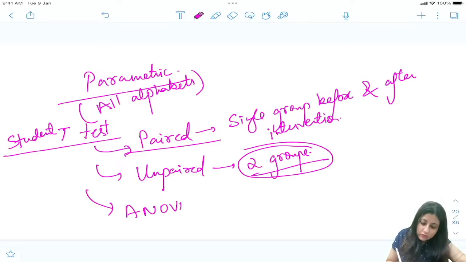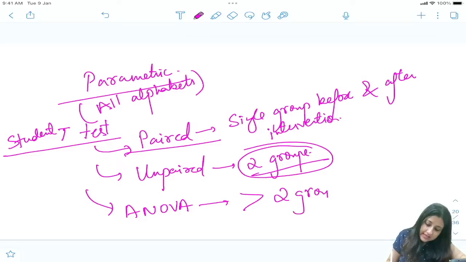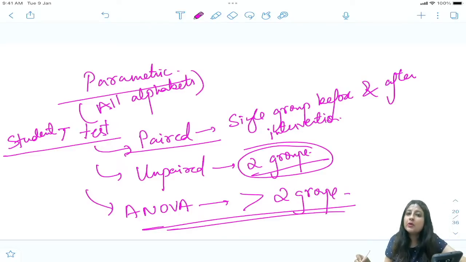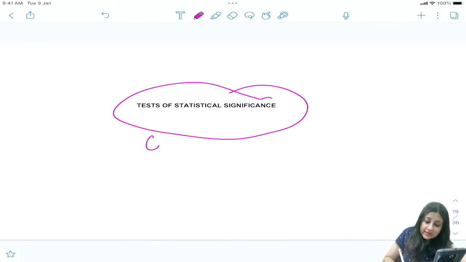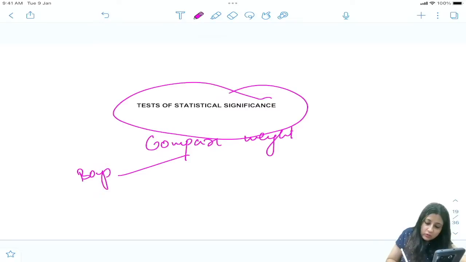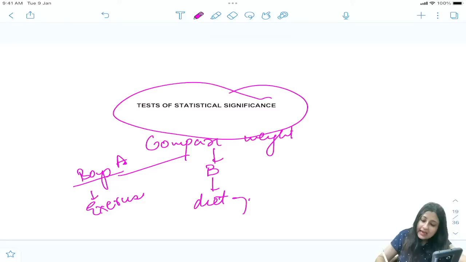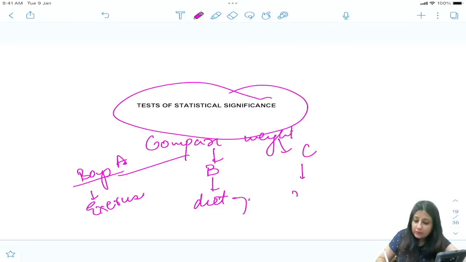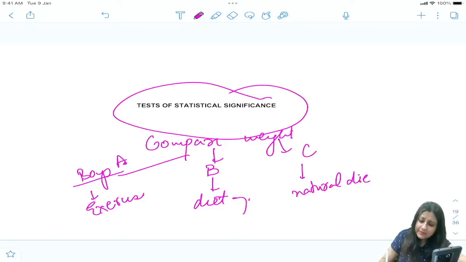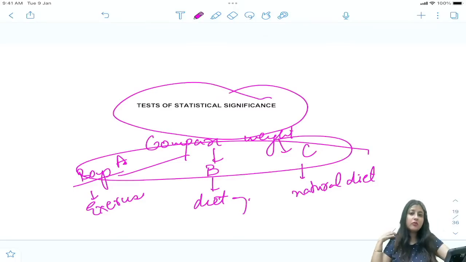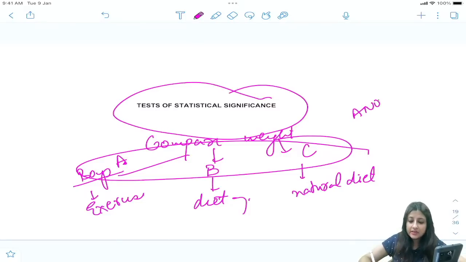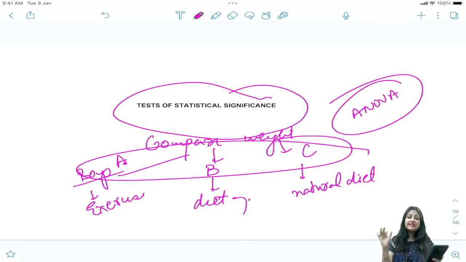And what is ANOVA? ANOVA is used whenever we compare more than two groups. Please remember this. I'll give you an example. Suppose we have to compare weight in a group of boys who were put on exercise, boys group B who were put on dietary supplement, and boys group C who were just on natural diet, no supplement, nothing was given. So you are comparing weight. Weight is quantitative, three groups, so you will use ANOVA. Got it, everyone? So interpretation of t-test and ANOVA can definitely come in FMG exams and of course NEET PG.